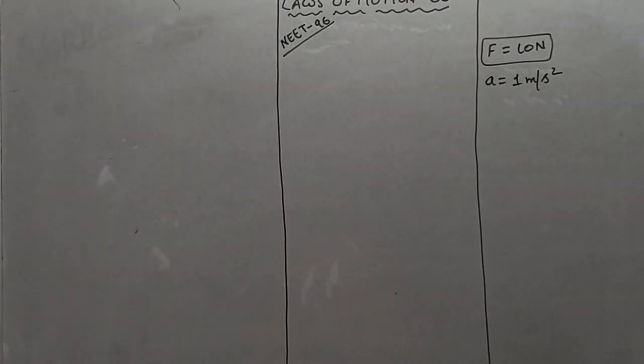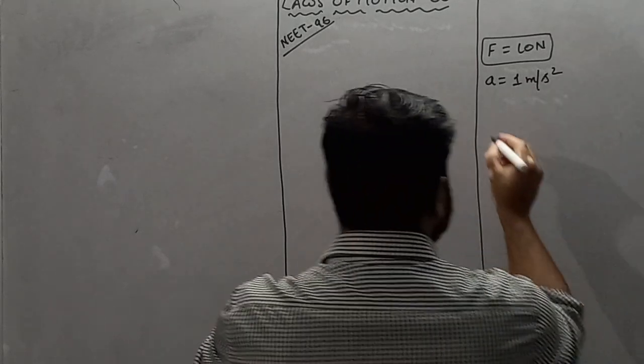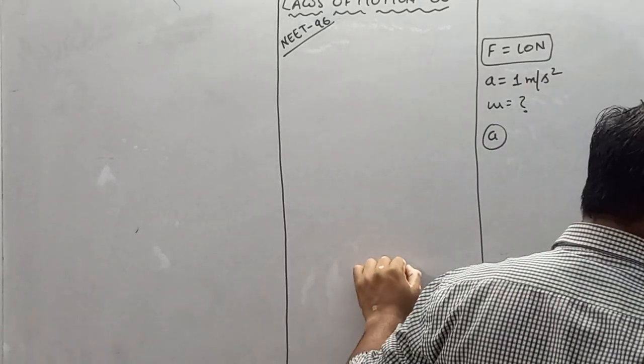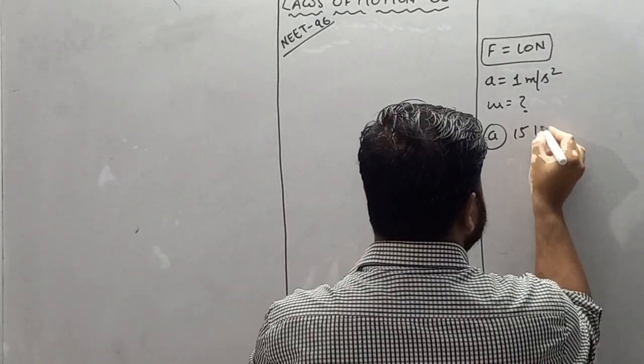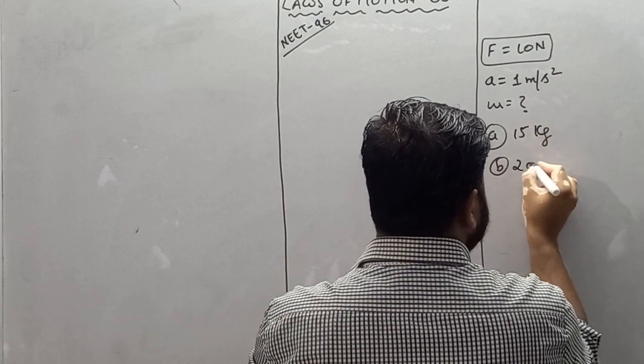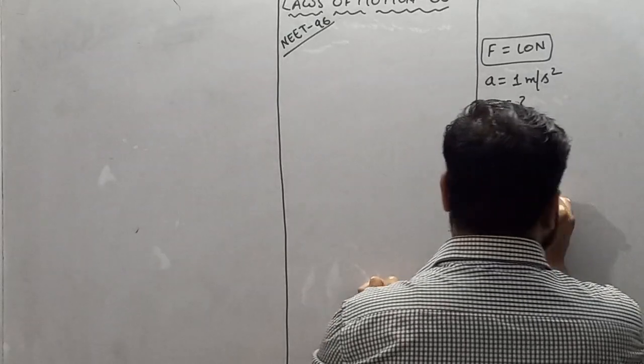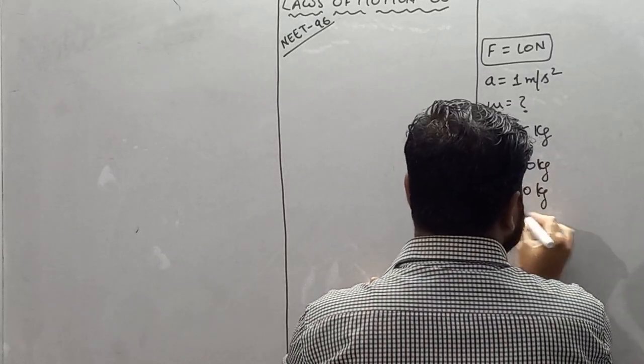you have to find the value of mass, my dear student. So try to find the value of mass. The options are: A option is 15 kg, B option is 20 kg, C option is 10 kg, and D option is 5 kg.